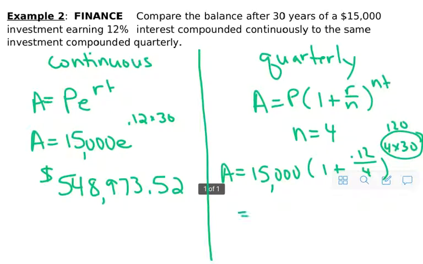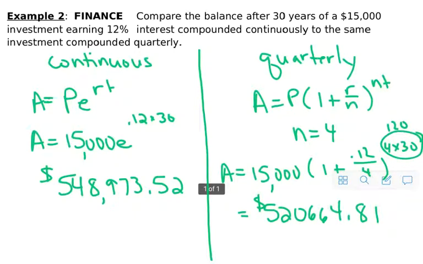So the amount of money I'm going to end up with here if I compound quarterly is $520,664.81. Notice that I did not get the same amount of money at the end of my 30 years. Clearly, continuous compounding is better than quarterly.